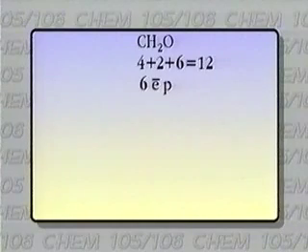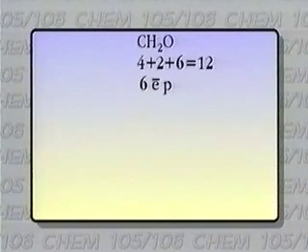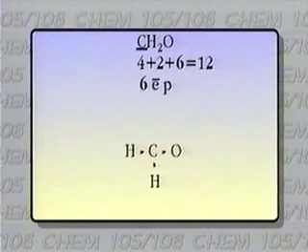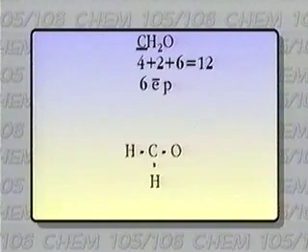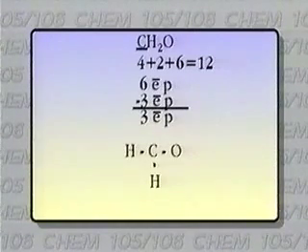Now, the first thing we do then is we attach each species to the central atom with a single bond. The central atom is the carbon here. So we're going to have carbon, an oxygen, a hydrogen, and a hydrogen. Now we have used up 3 electron pairs to make our single bonds. So we have 3 electron pairs left.